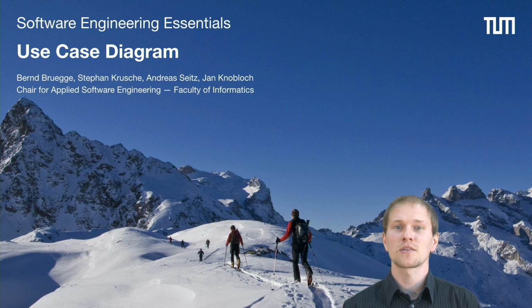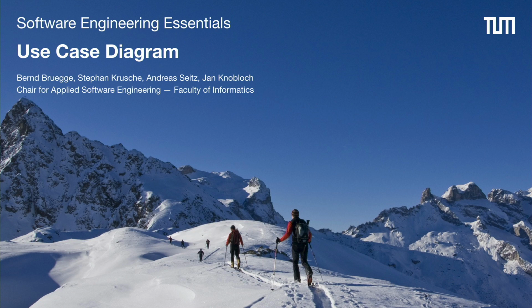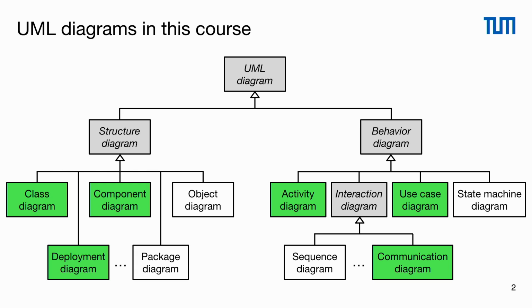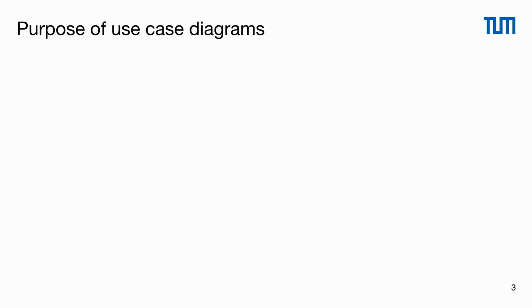My name is Jan, and in this unit we would like to focus on the UML use case diagram. This diagram helps you to transform a customer specification in the form of scenarios to a so-called use case. So what's the purpose of the use case diagram?